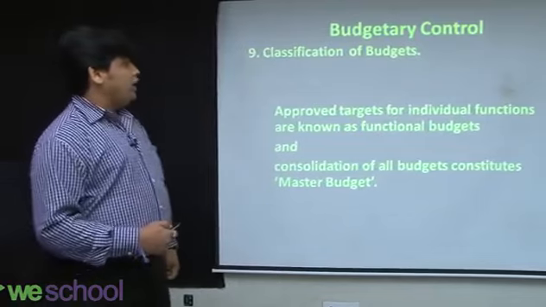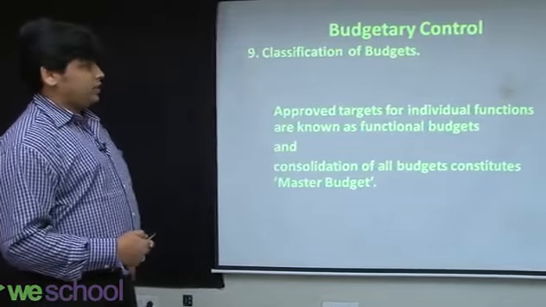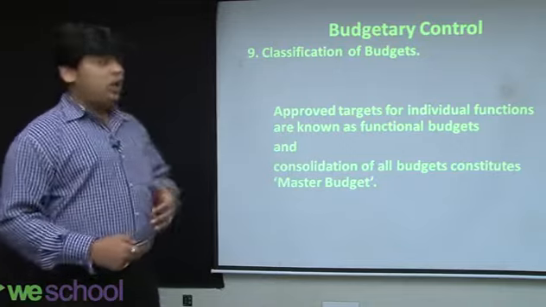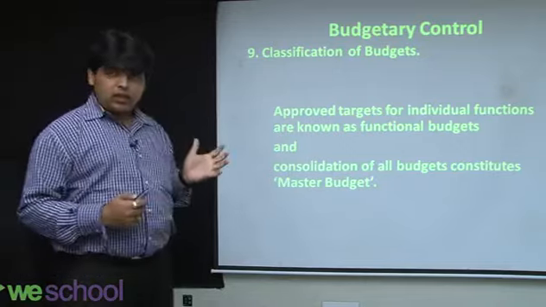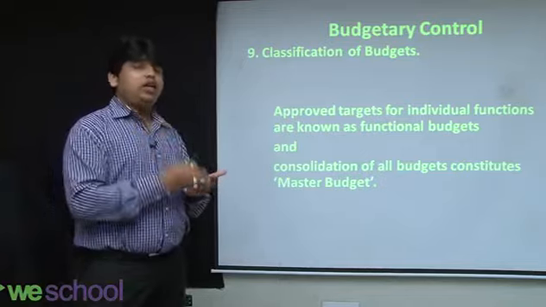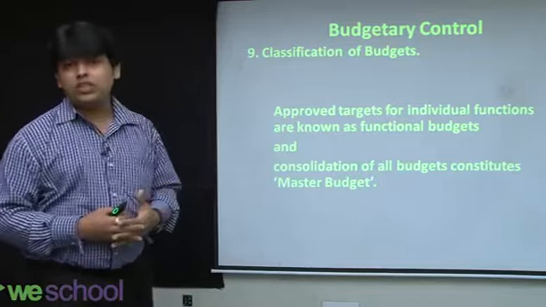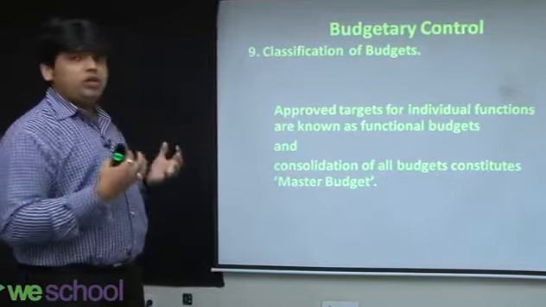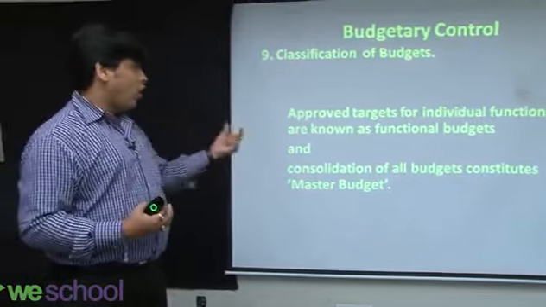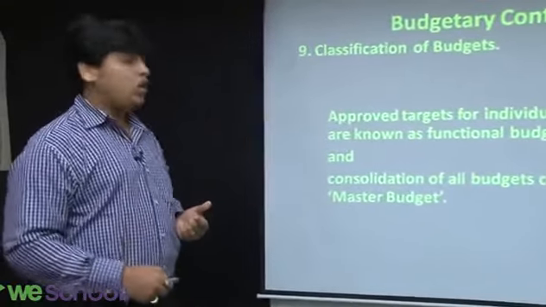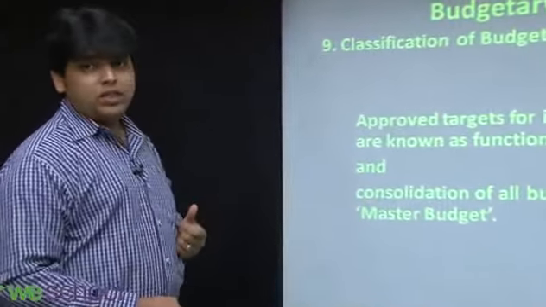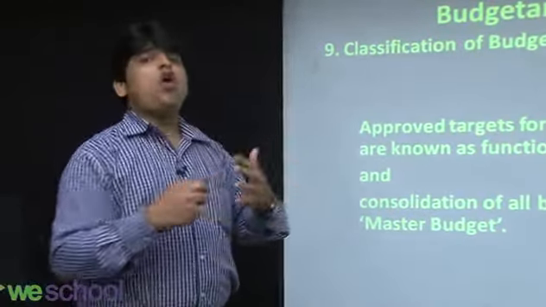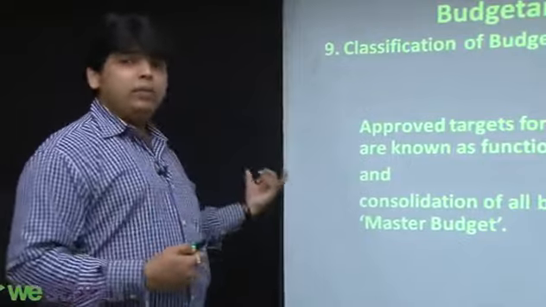Then approved targets for individual functions are known as functional budgets. Consolidation of functional budgets constitutes the master budget. Now all these budgets' information will be taken into consideration by preparing a master budget. The master budget will have consolidated all the individual functional budgets. Master budget is nothing but the information of all the individual budgets.